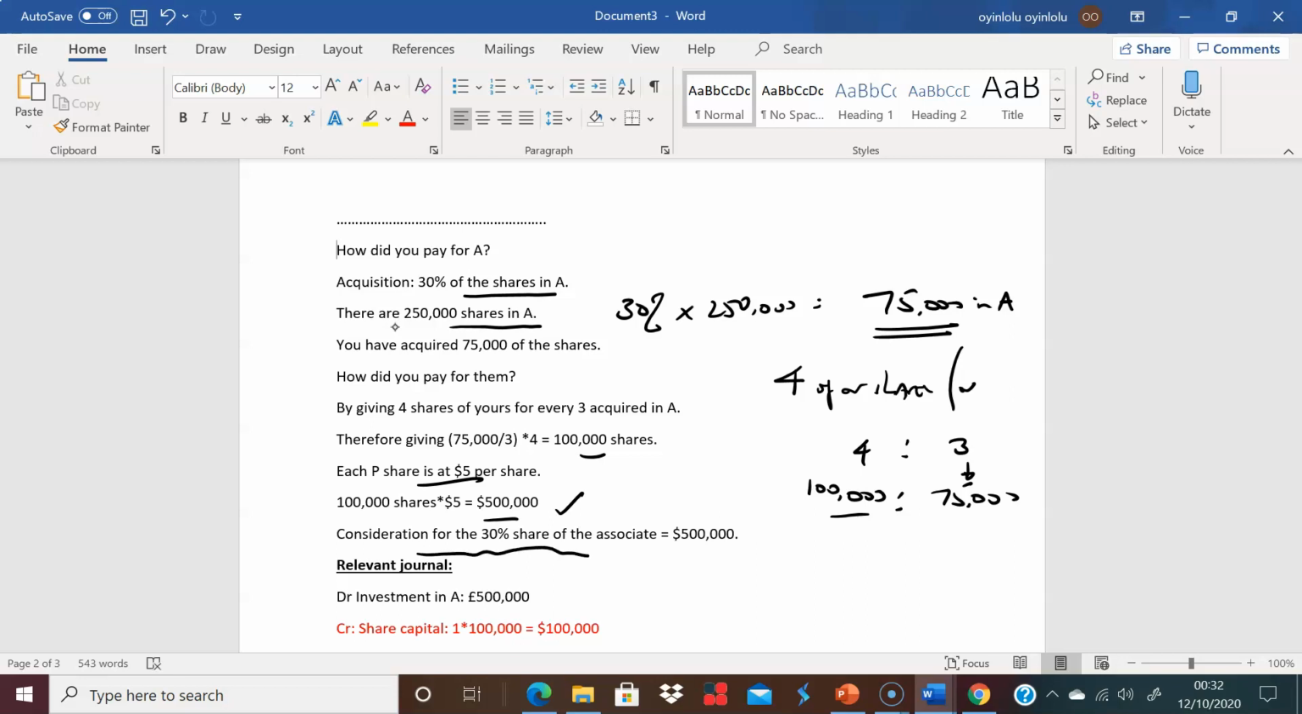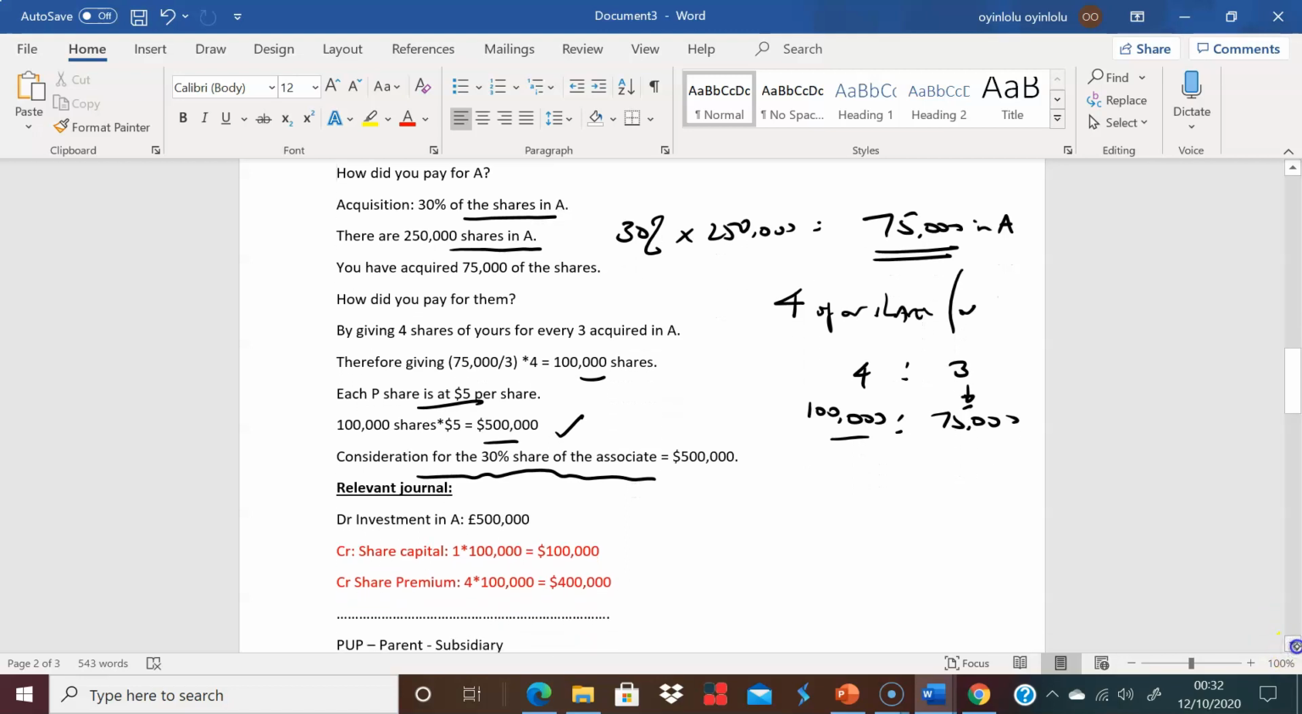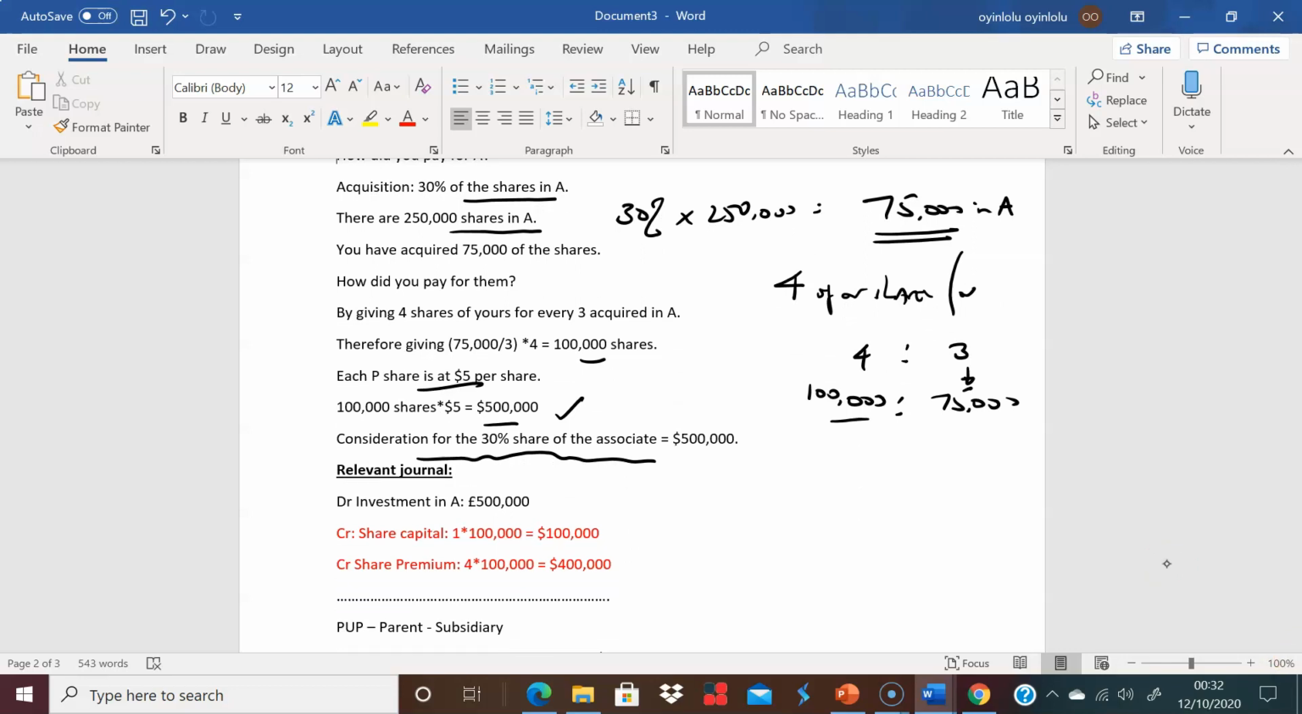Therefore, consideration for this 30% share of the associate is £500,000. These journals are just as important as doing any sort of workings, because this is the beginning, if you like, of the argument. So what you then pay is, you record your investment in A. You've got an investment, if you like, and by issuing share capital, right? It's £1. It's important.